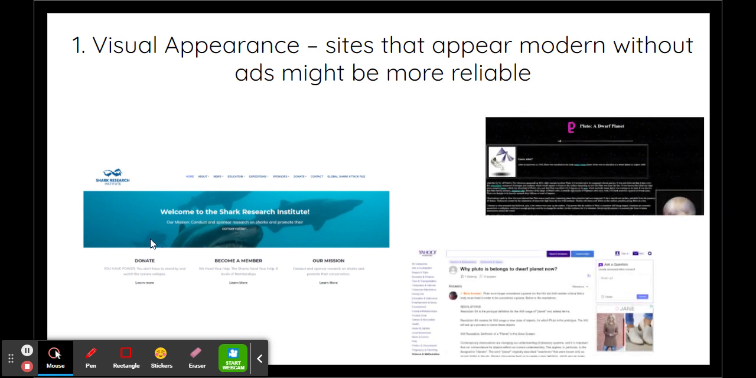So if you look at these examples, we have one on the left for shark research. This one looks pretty good. I don't see any ads, and it looks pretty modern. This one at the top looks okay, but this one at the bottom has a ton of ads on the side.